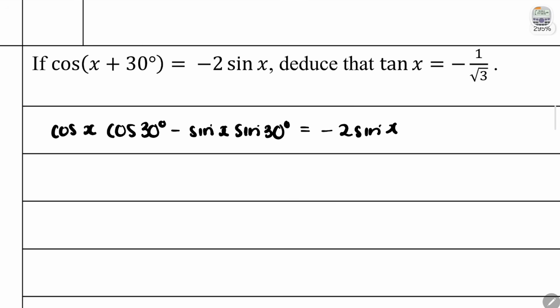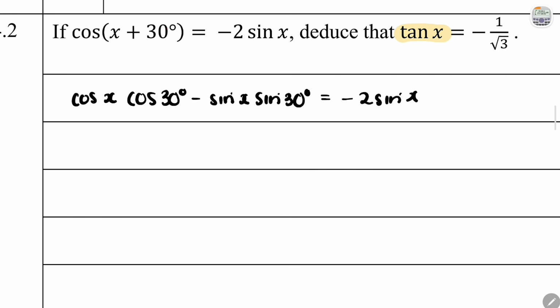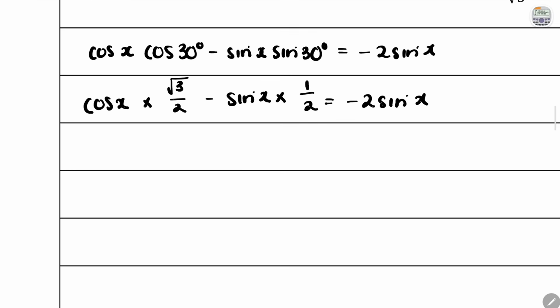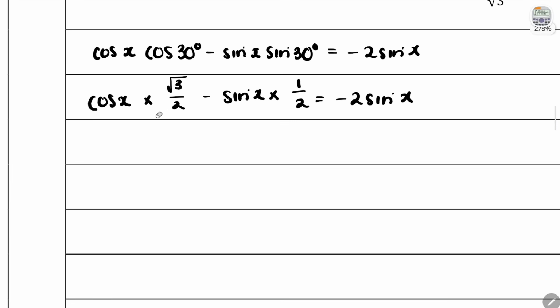And the whole point is to create tan x. Okay, so let's go ahead and simplify with these special angles that we have here. So this is cos x multiplied by cos 30 degrees, which is the square root of 3 over 2, and then minus sin x multiplied by sin 30, which is 1 over 2, which is equal to negative 2 sin x. Okay, so these multiply.